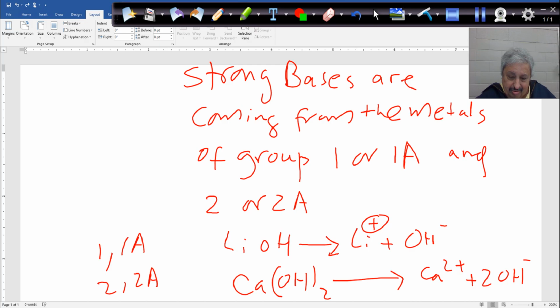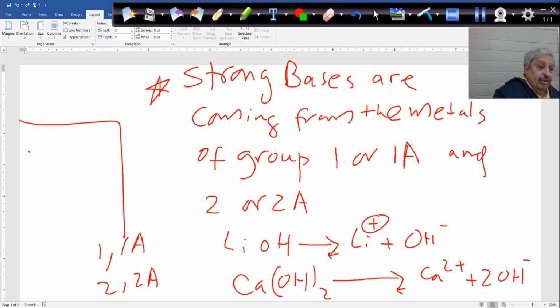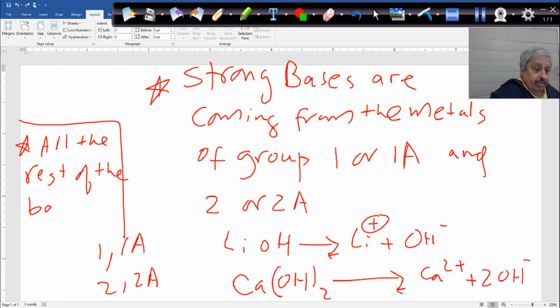And the small tiny, it's not really arrows. So those are strong. Group 1A and 2A, those are the only ones making strong bases. All the rest of the bases are weak.